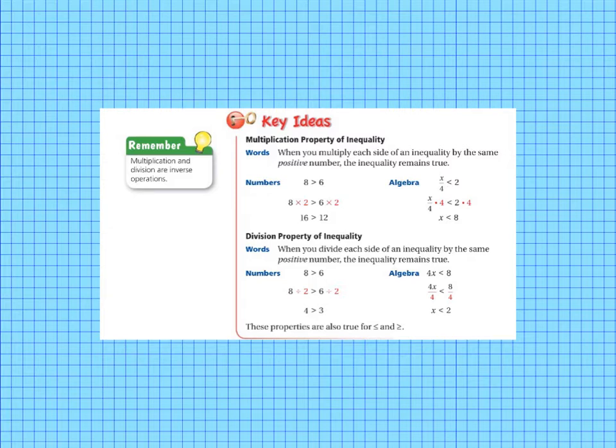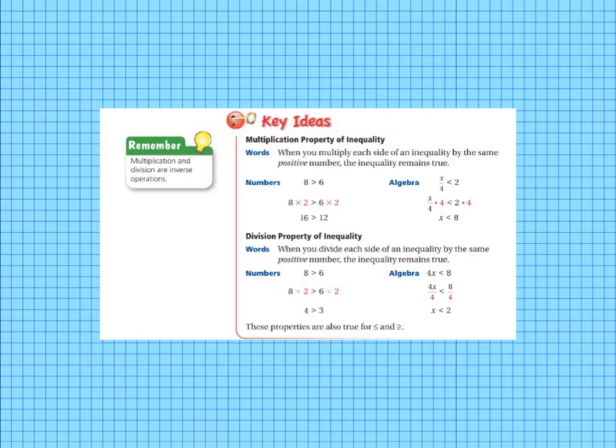Let's take a look at the key ideas that we see here. The multiplication property of inequality. When you multiply each side of an inequality by the same positive number, the inequality remains true. So in numbers, that looks like 8 is greater than 6. So if we multiply each side by 2, we have 8 times 2 is greater than 6 times 2, and we simplify that to be 16 is greater than 12.